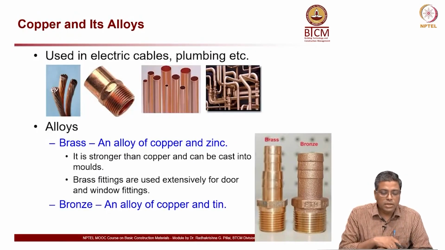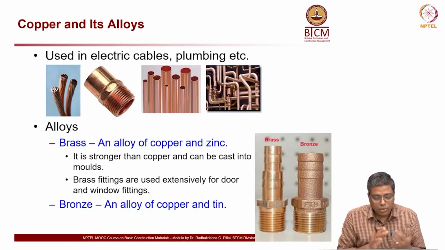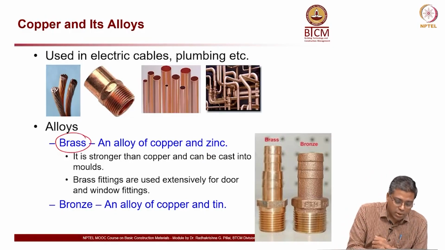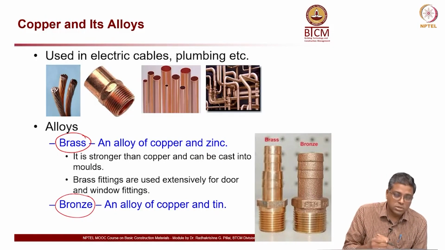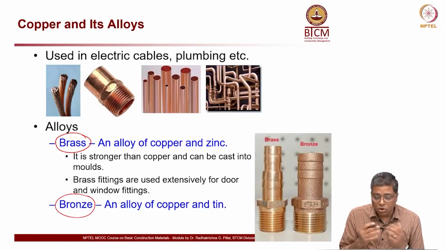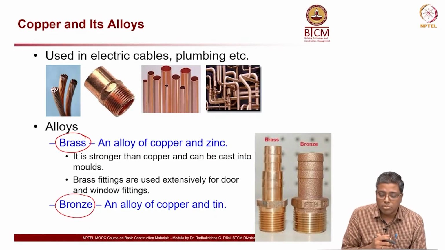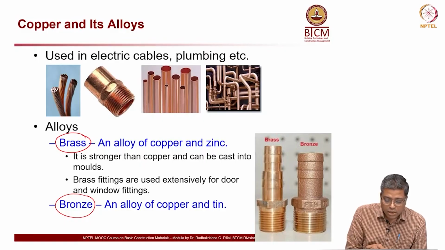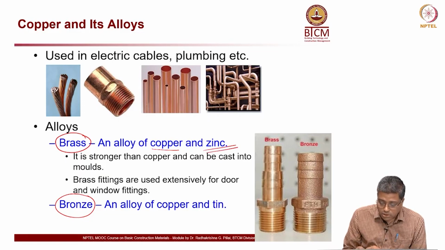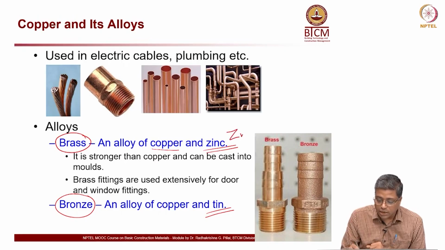Okay. Now, what are the alloys? There are two major alloys, one is brass and the other one is bronze. This copper is used in electrical cables, plumbing. You can see the photograph showing different applications of copper, and the alloys are: brass, which is an alloy of copper and zinc, Zn, and bronze, which is the alloy of copper and tin, Sn.